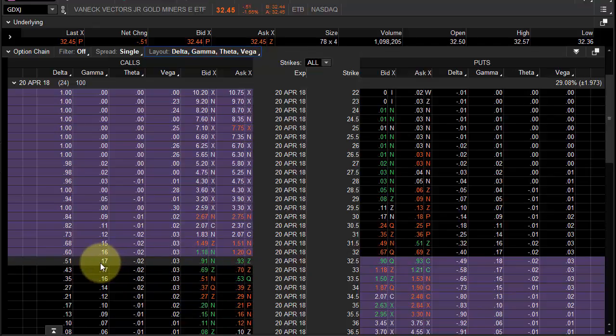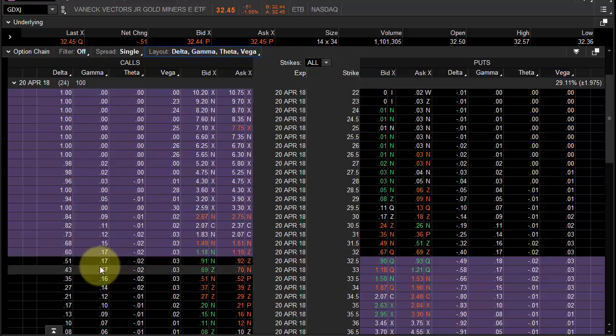Gamma. Gamma is the opposite of theta. As we get closer to expiration, premium comes out of options faster. Theta comes out faster. At that same time, gamma, because it's the opposite, is going to go higher. Gamma is the amount that delta is going to move per given 1 point in the underlying instrument.